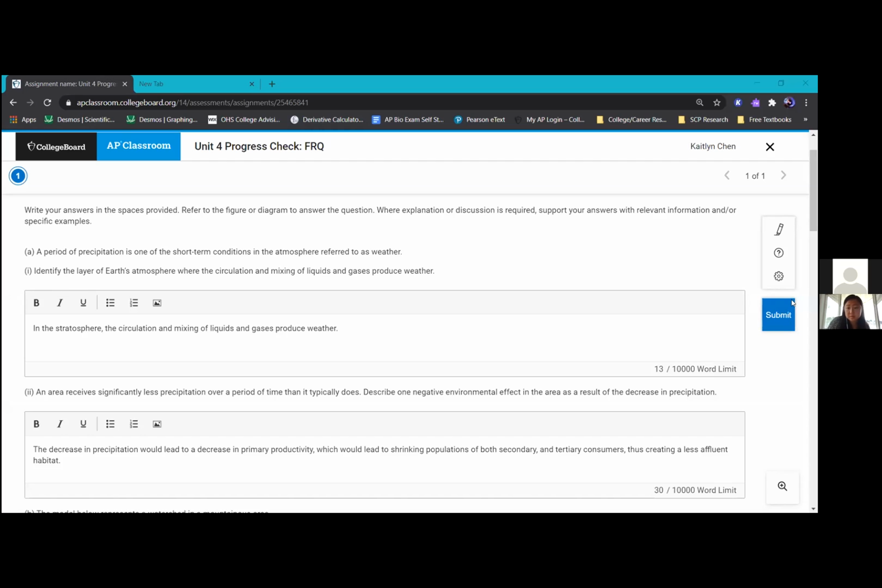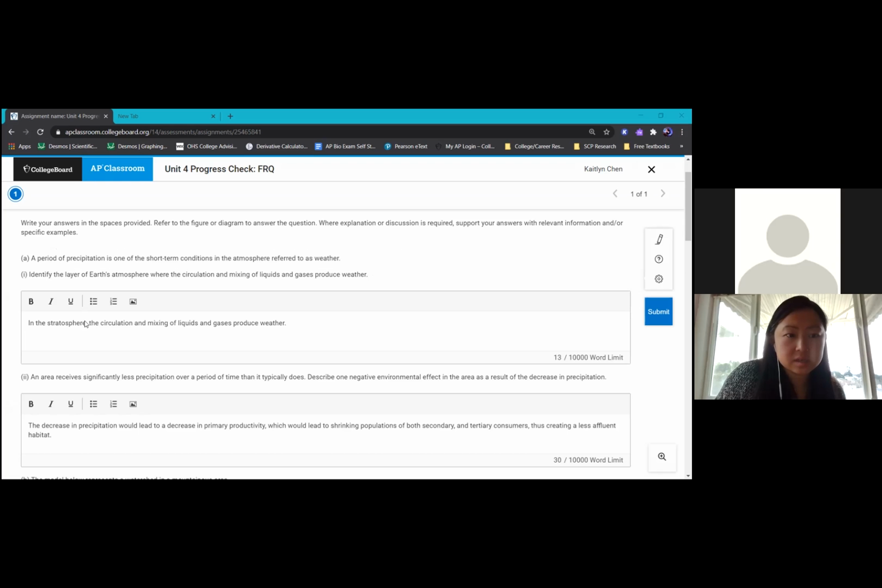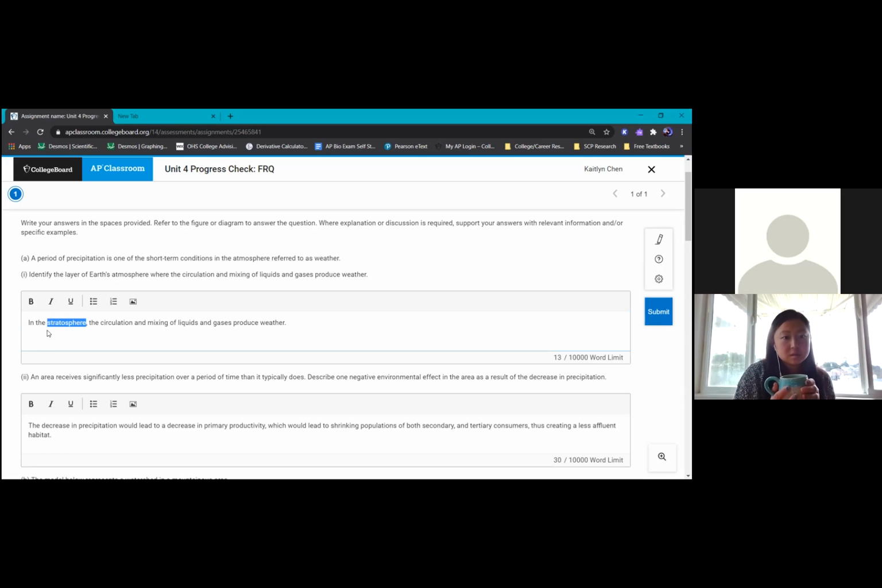I thought these FRQs were kind of hard, honestly. Yeah, some of them had trippy wording. Yes, very trippy. So this first one: when it says producing weather, always think of the bottommost layer, so like the troposphere. So then the stratosphere would just be... Is that where the ozone layer is? Yeah, that's where the ozone layer is. That's where airplanes fly.